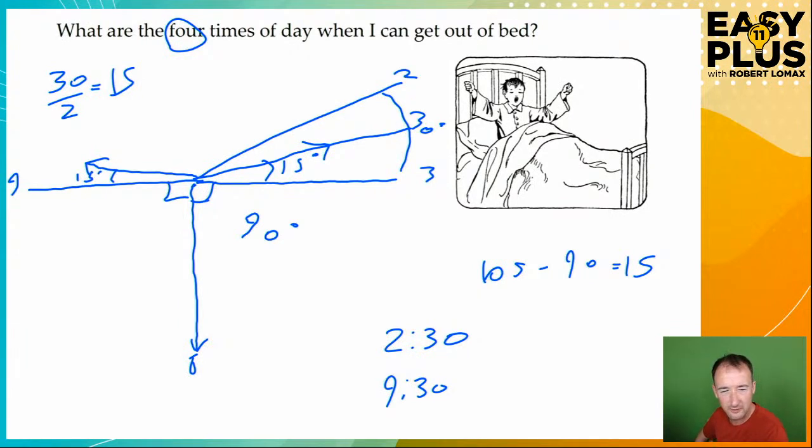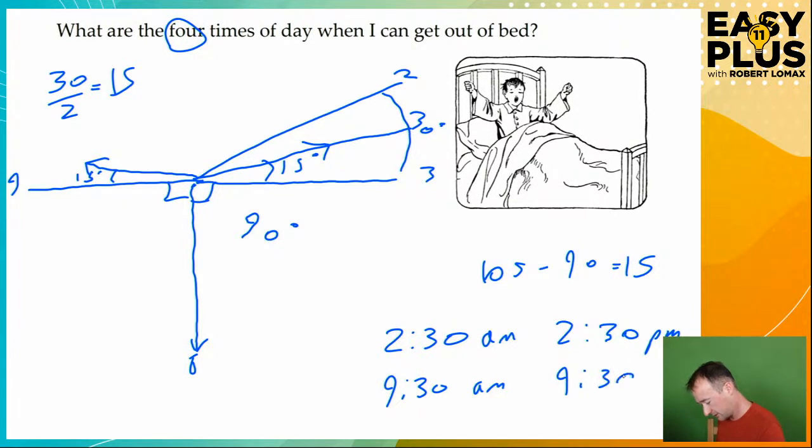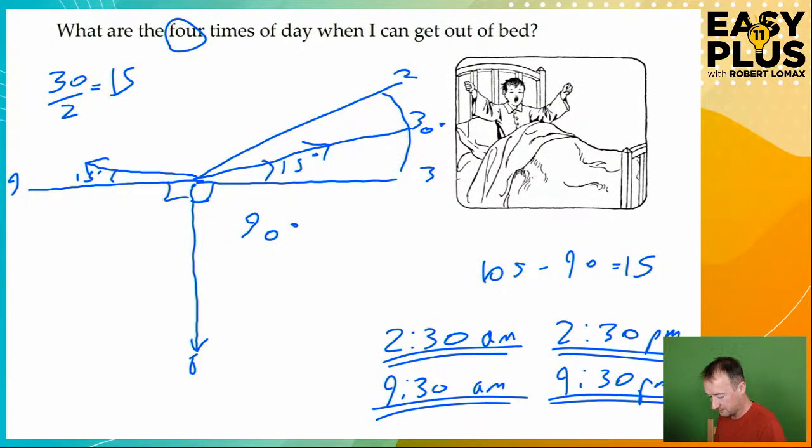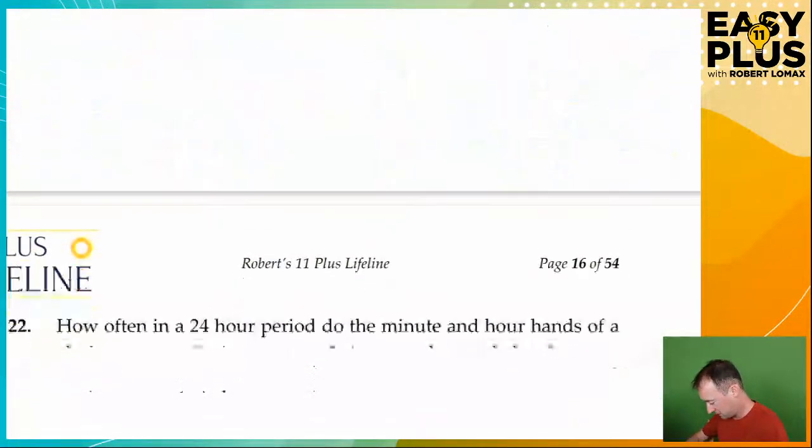Or is it? Because of course, a clock rotates twice in a day. So we've got 2:30 a.m. and 9:30 a.m. and we've also got 2:30 p.m. and 9:30 p.m. Because I like underlining answers and it makes things clear for you checking back, let's just do that. There we are. Okay. Simple as that. Not too complicated. The complicated stuff is coming up.